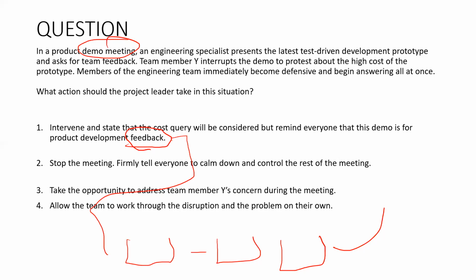Okay. Then we need to call again this product demo meeting. That's how we do it in Agile. I was thinking the answer with an Agile type of mentality. What you are saying is a predictive type of thing.